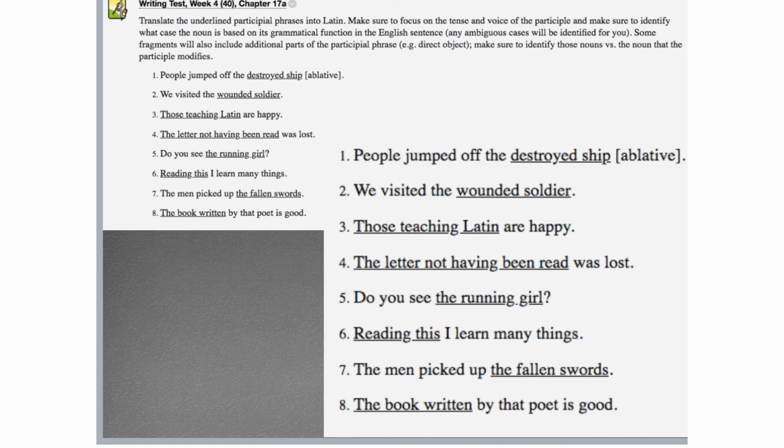And then for your writing, all right, you're just translating the underlined part into Latin. You're not translating the whole sentence, just the underlined part. But these are going to be participles. Make sure that you know whether they're active or passive. Make sure you know how to form the participles, and watch out for agreement. Remember, the noun will determine the ending.